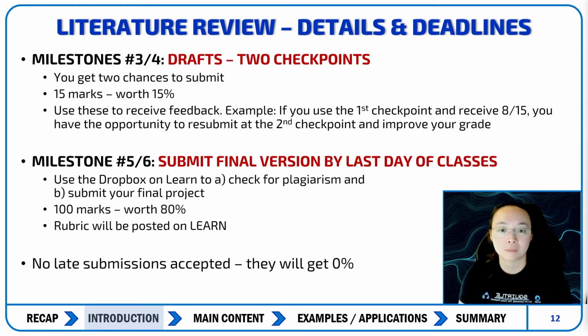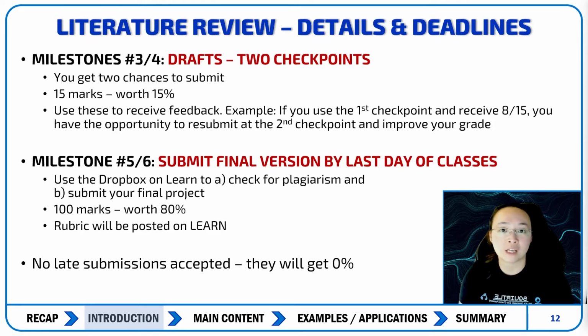If you choose not to submit something in the first checkpoint, then you will not have a chance to get feedback by the second checkpoint, which means the grade you get out of 15 in your second checkpoint will be your final grade for that third and fourth milestone. But it doesn't mean you won't get feedback. You will still get feedback after the second checkpoint, but you would have only one chance to score out of 15.